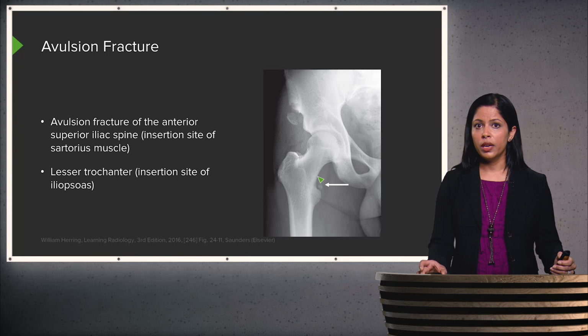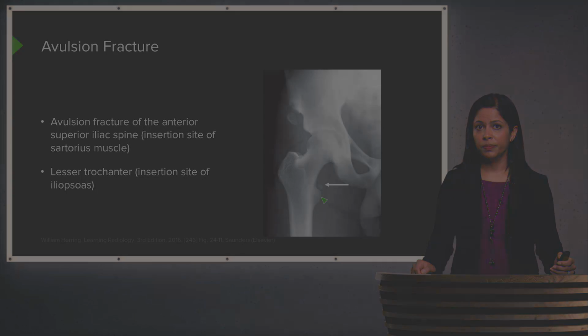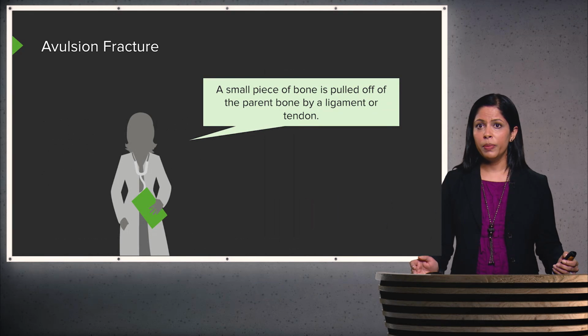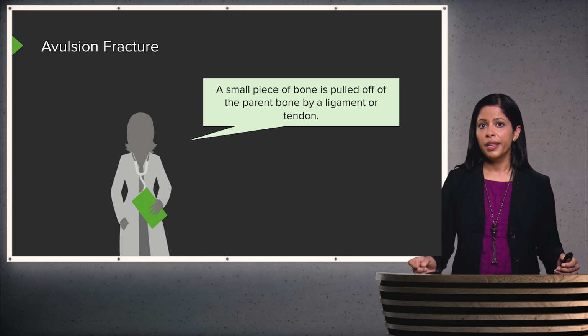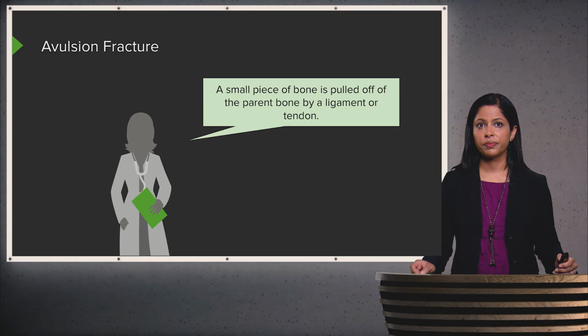And then there's also an avulsion fracture at the level of the lesser trochanter, which is the insertion site of the iliopsoas muscle. An avulsion fracture is when a small piece of bone is pulled off of the parent bone by a ligament or a tendon, and that's what happens in this case.